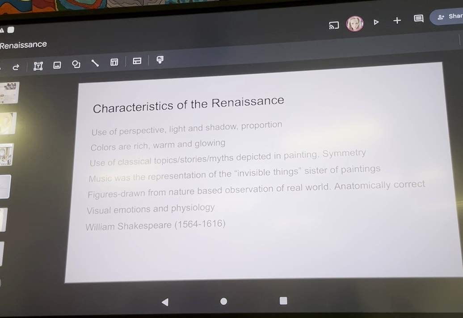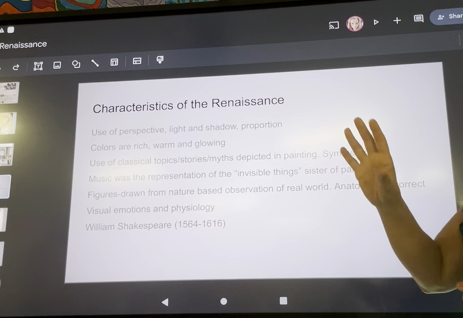Music was a representation of, these are Leonardo da Vinci's words, the invisible things, which I thought was interesting. It's a sister of painting. So if you think about some of the invisible, like our nonverbal communication or our emotions, you're going to see that really represented both in music and in art.